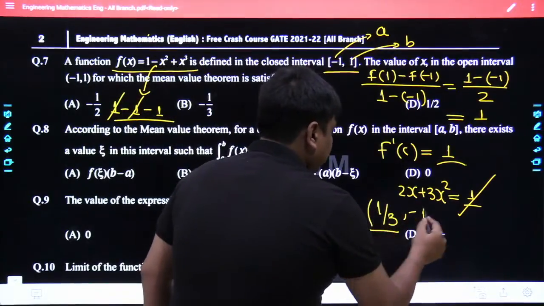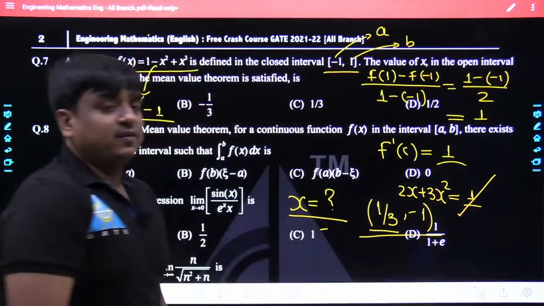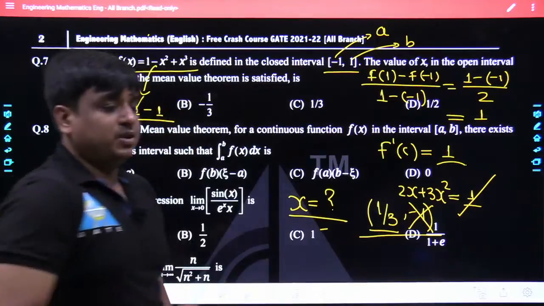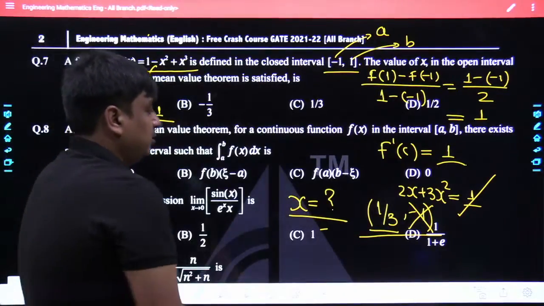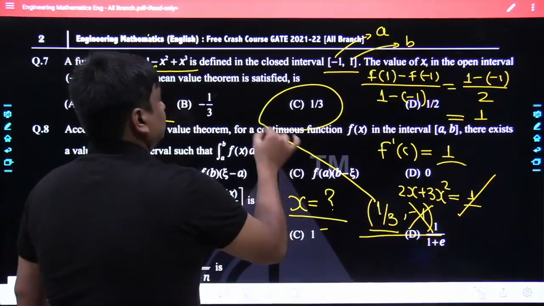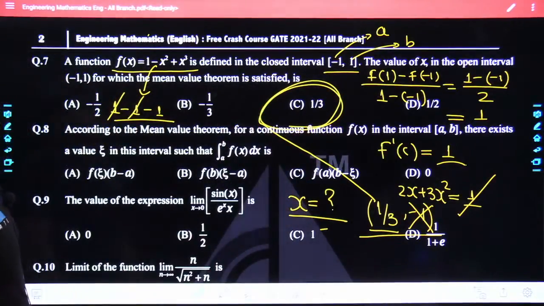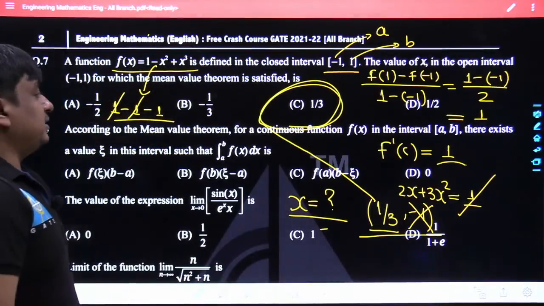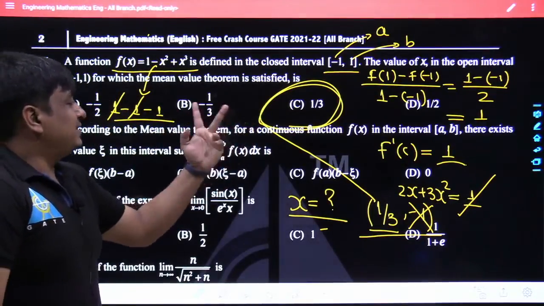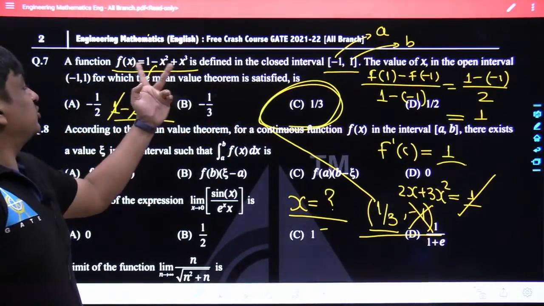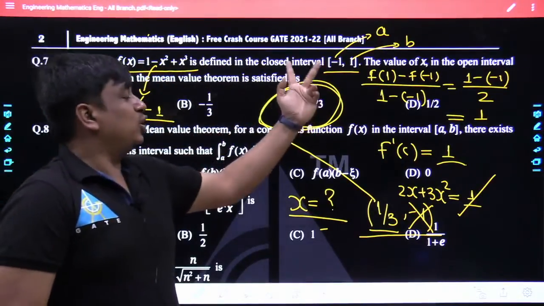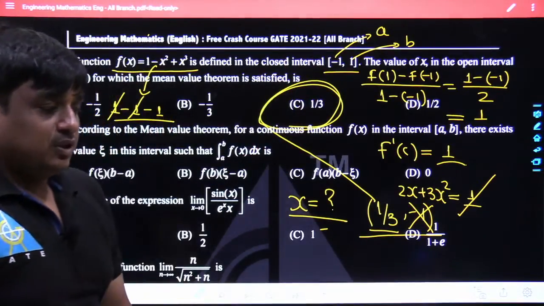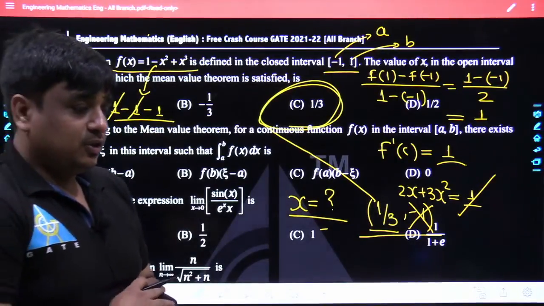And as I have said, the c should fall within the open interval of minus 1 comma 1, and hence this minus 1 has to get dropped. Is that part clear? So the best answer is going to be option C. Or I can say at x is equal to 1 by 3, the instantaneous slope of 1 minus x square plus x cube, taking the reference of minus 1 comma 1, would match its average slope. Is that part clear?